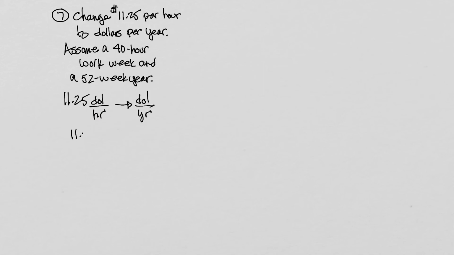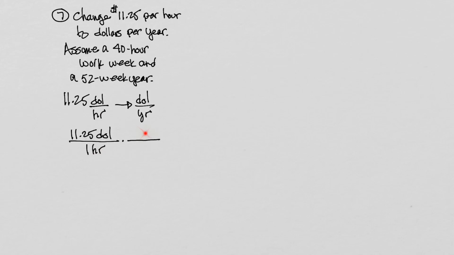We're going to have $11.25 for every 1 hour. And now we're told this. Here's our other conversion. Look at what we're given. We're given that there's 40 hours in 1 week. So what I want is hours, right? I've got hours on the bottom. I want that to cancel. I want to go from hours to years, so I want to get rid of hours.